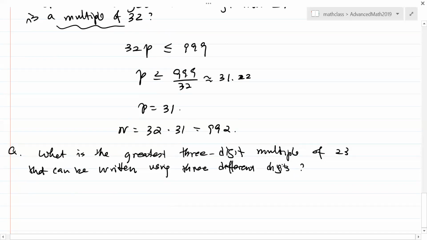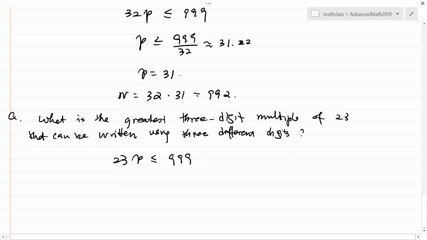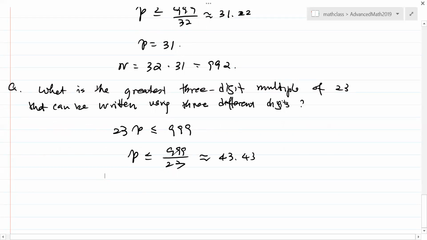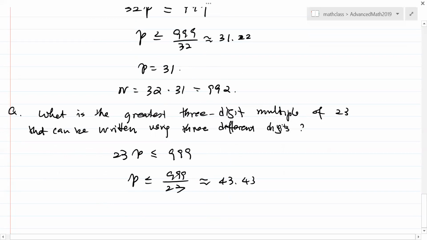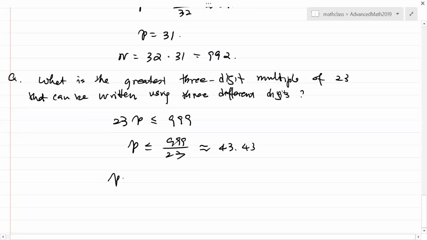So I told you that you have to use the multiple condition, multiple of 23. So the number is p times 23. It is 3 digits, so it's always less than or equal to 999. You're looking for the largest possible value for p, right? So do this computation, you divide by 23 on both sides. It's about 43. Clearly the largest possible value, without additional assumption, will be 43 times 23. The possible values for p are 43, 42, 41, and so on.